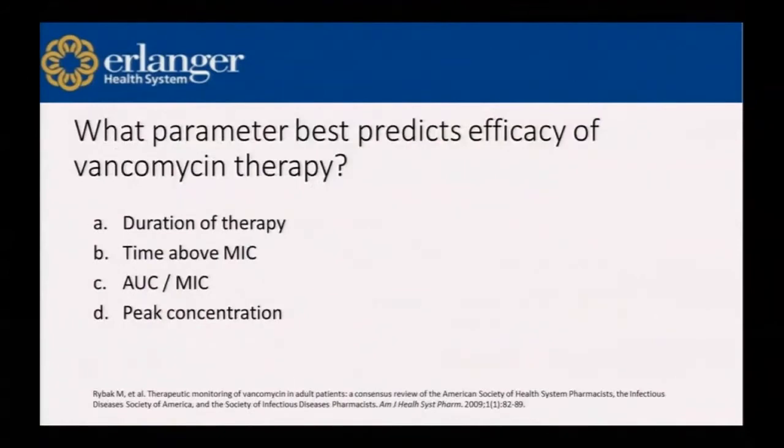So I'll begin this presentation with a question for you all. What parameter best predicts the efficacy of vancomycin therapy? A, duration of therapy, B, time above the MIC, C, AUC to MIC ratio, or D, the peak concentration of vancomycin? C, yay! Good job, everybody.